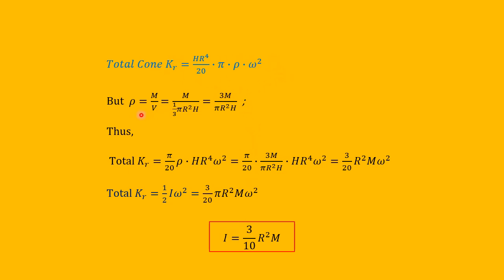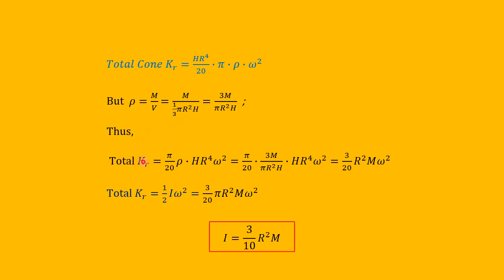But let's remember that the mass density was equal to the mass of the cone divided by the volume of the cone. The mass of the cone, just leave it as m. The volume of the cone is 1/3 pi r squared h. We can simplify this fraction to 3m over pi r squared h. So let's see what that does for us.